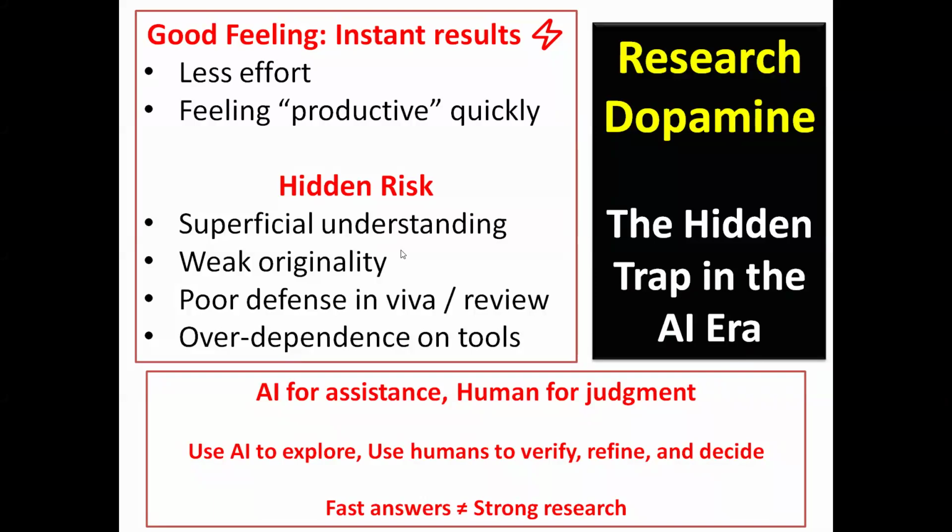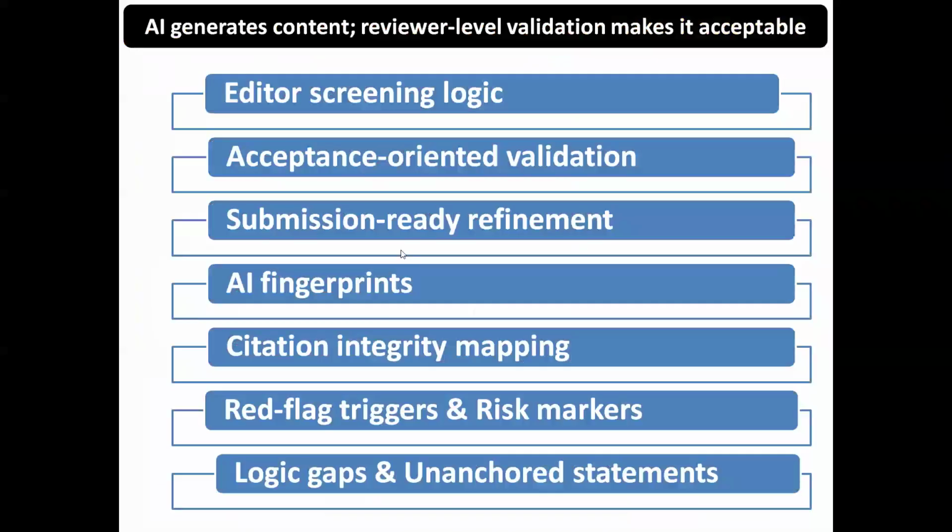We have to come out of this good feel effect of research dopamine, and we have to use some scrutinizing of the content. These are the parts which are generally identified. Now we will see in which way we have to create our content. Whatever content we are creating or generating via ChatGPT, Gemini, or any other tool, how do we make it editor ready, and how do we remove AI fingerprints?